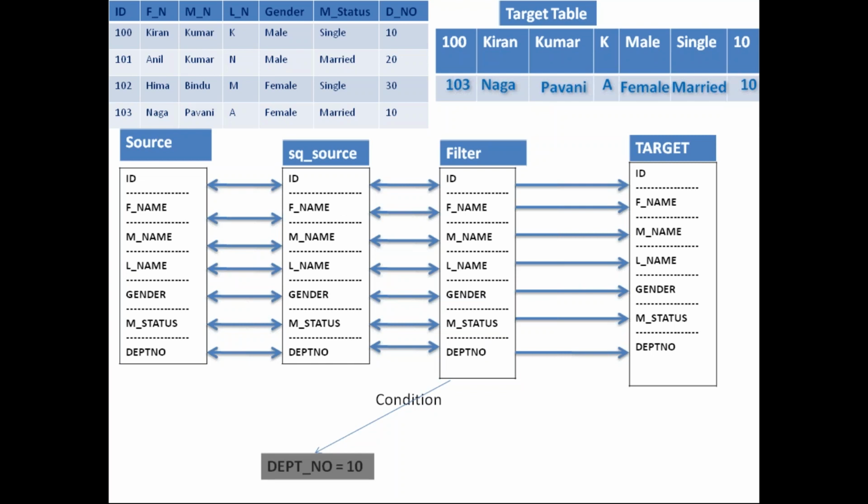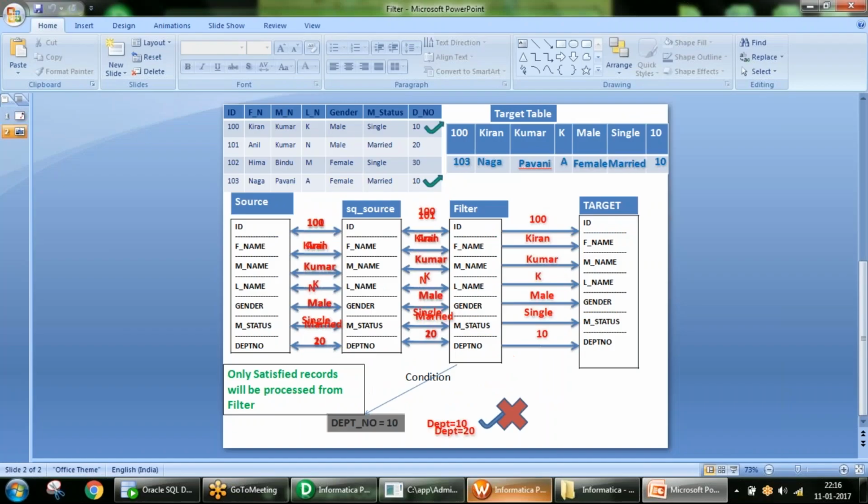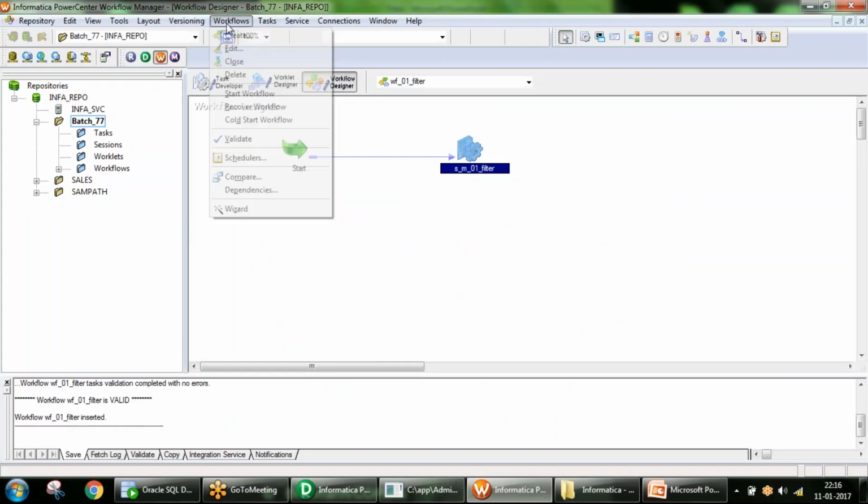Clear, Raju? Any questions? No, sir. Okay. So here Informatica is a row by row processing tool. Now I am going to execute the job. Start workflow.